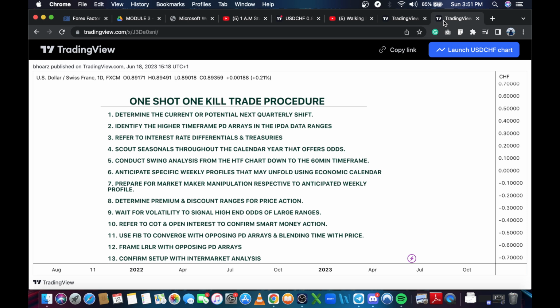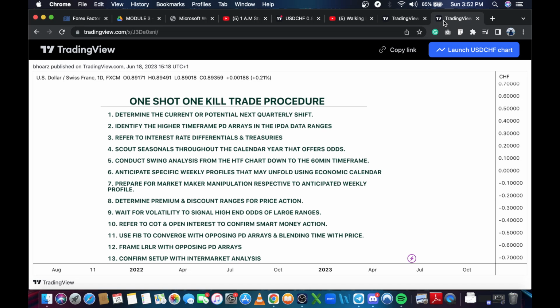First, you need to determine the current or potential next quarterly shift. That means, where is price moving to for the next 3 to 4 months? Has price already started moving in that direction, or is price about to turn and move in a new direction? That's what you're trying to define. Essentially, am I in a current quarterly shift that's bullish or bearish? Or is the market towards the end of a quarterly shift, and about to start a new quarterly shift that's bullish or bearish? That's the question you're asking yourself.